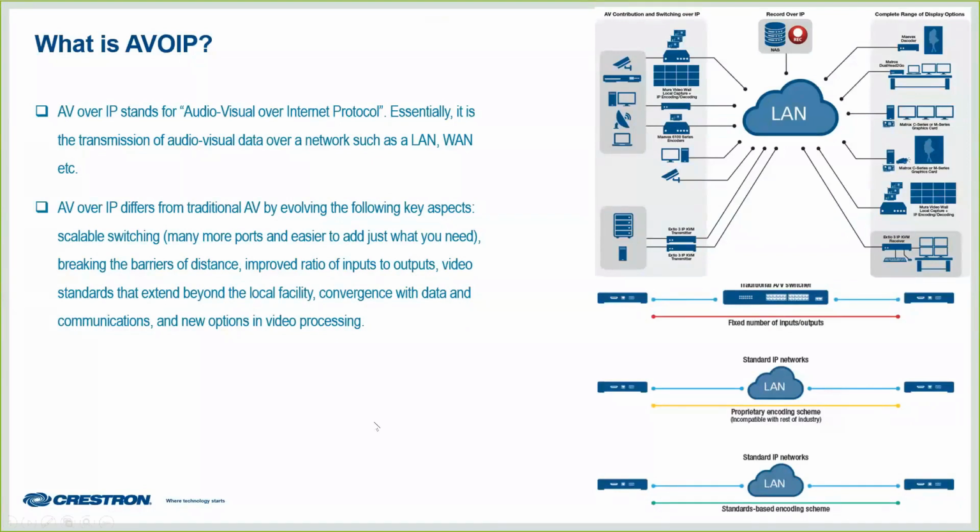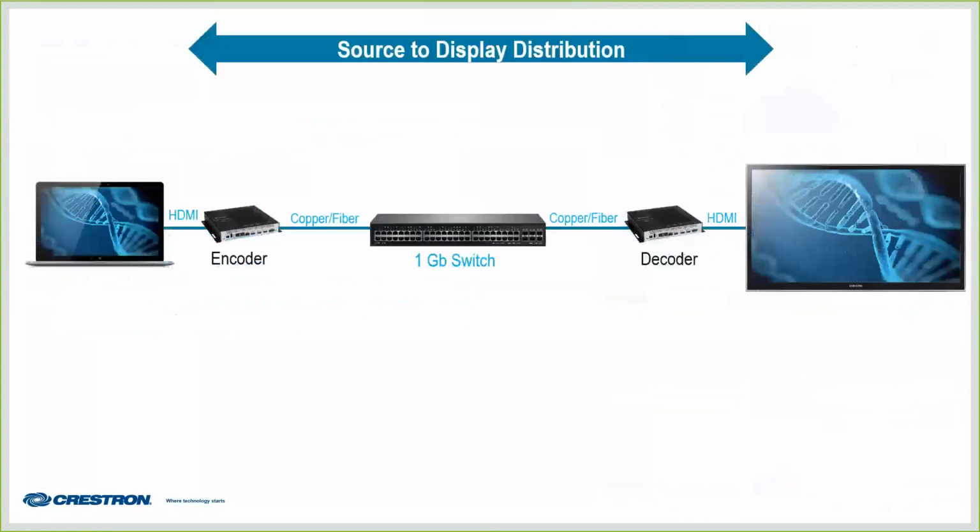Now that we know what AV over IP is and how and why it is important in our ecosystem, we can have a quick pass through on how exactly AV over IP works. Typically, a conventional AV solution involves your source and your destination.